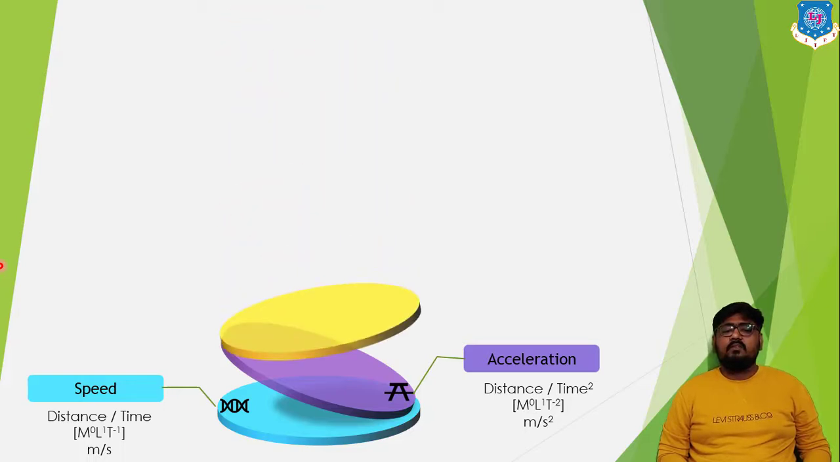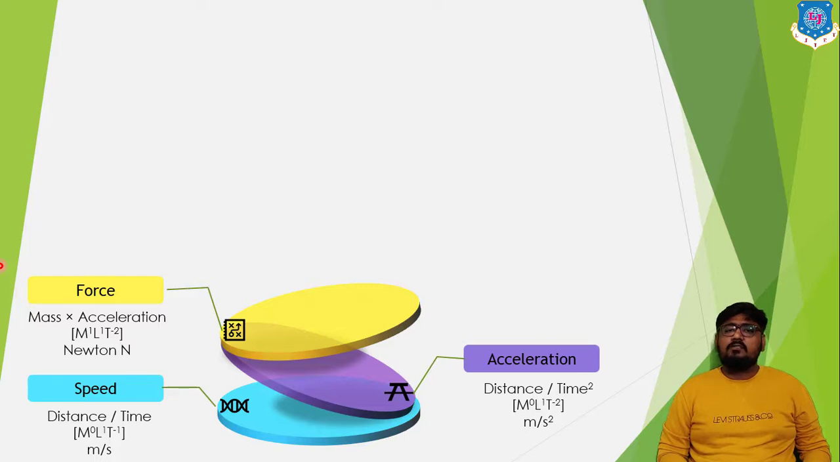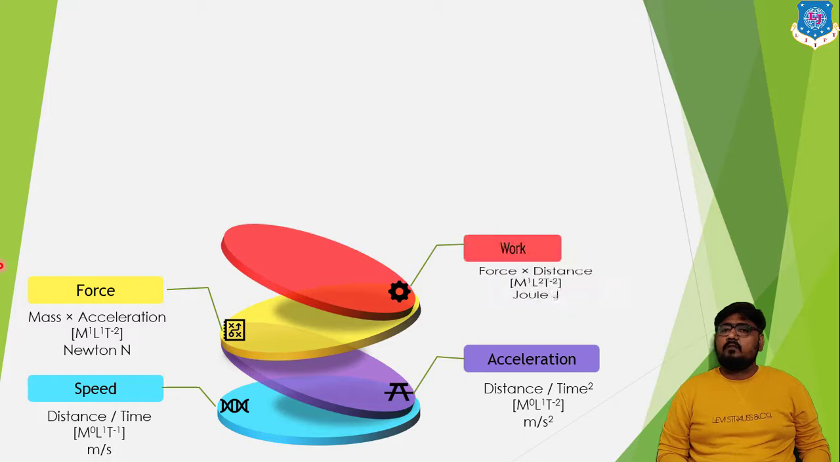Third one is the force, mass into acceleration, as we have already discussed, kg meter upon second square. We have described the unit as Newton in order to give respect to the inventor, Sir Isaac Newton. That is mass into acceleration, M1 L1 T minus 2. Furthermore, the next quantity is work. Work is equal to force into distance. So the dimensional formula is M1 L2 T raised to minus 2, and the unit is joule.